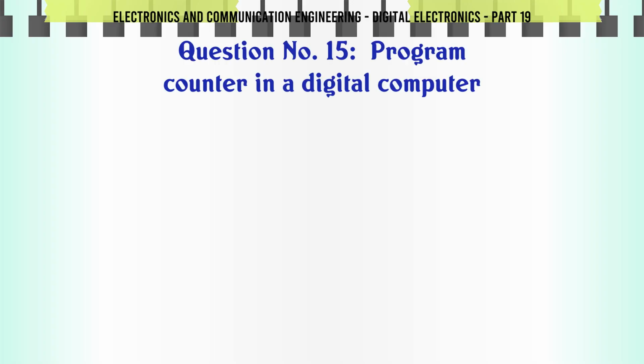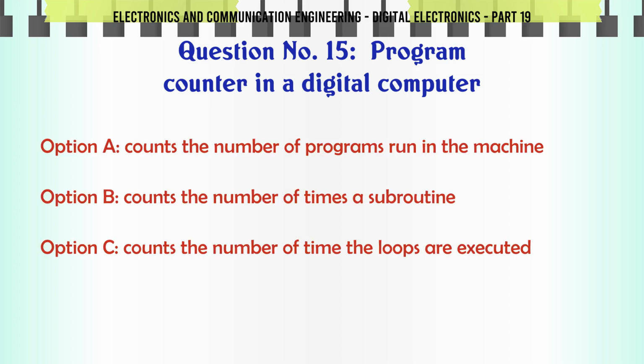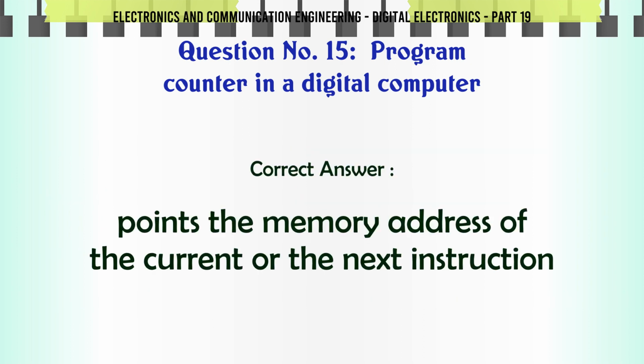Program counter in a digital computer: A. counts the number of programs run in the machine, B. counts the number of times a subroutine is called, C. counts the number of times the loops are executed, D. points to the memory address of the current or the next instruction. The correct answer is points to the memory address of the current or the next instruction.